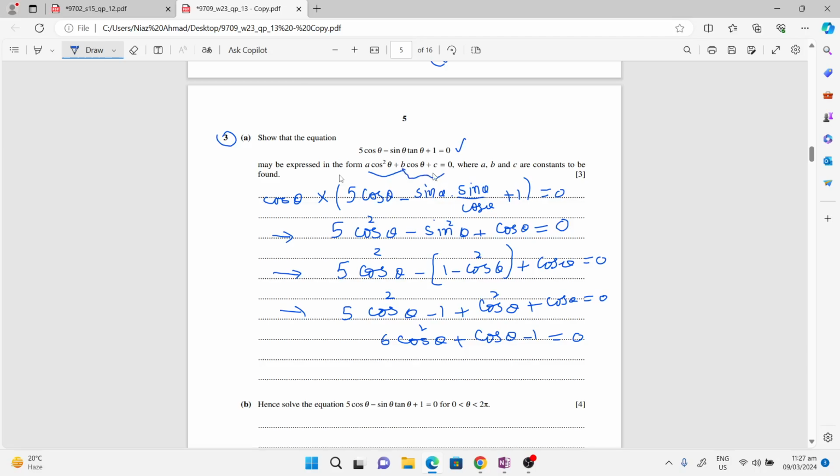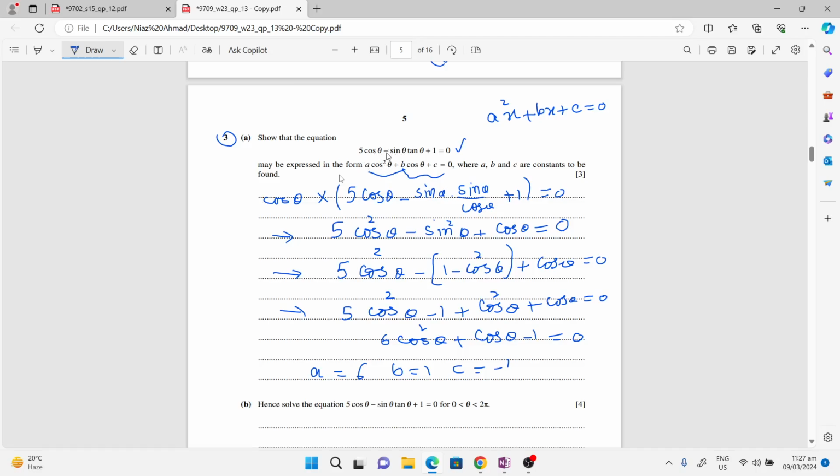A cos square theta, yes, A is 6. My B is 1 and my C is -1. Yes, this is the 100% quadratic expression. Look, you have a quadratic equation, ax squared plus bx plus c equals 0. So try to erase your silly mistakes, these are the things you need to cover in the past paper session.